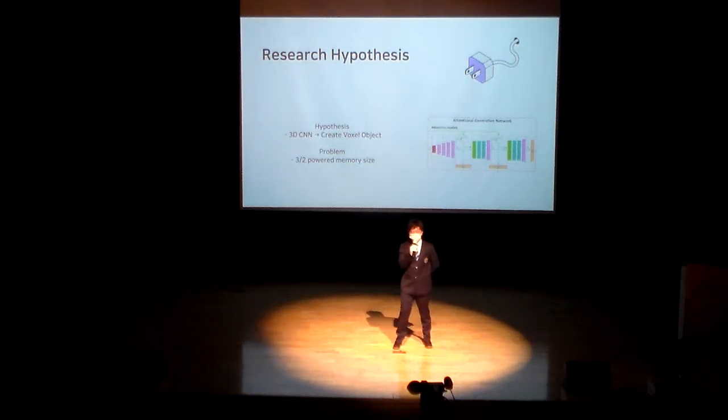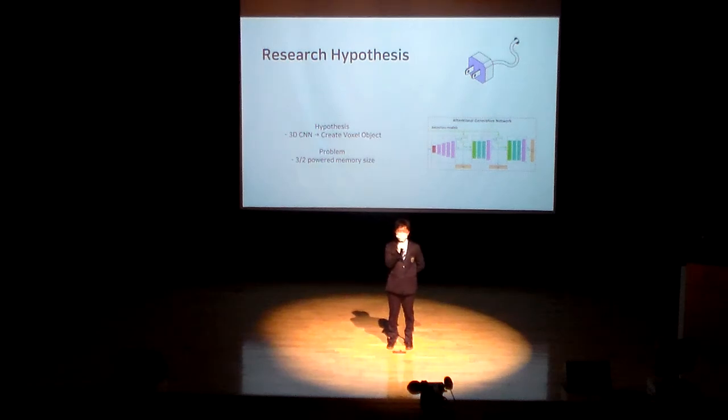So, now that we talked about the related work, let's talk about my work, which is 3D attentional GAN. My hypothesis was that attentional GAN could create voxel objects by replacing 2D convolution layers with 3D convolution layers and 2D batch normalization with 3D batch normalization. However, there could be some problems when we just change 2D to 3D. If we change 2D to 3D, all the layers' dimensions will be 3 out of 2 squared, and so will the memory size. To handle this problem, I used layer freeze and bottleneck layer.